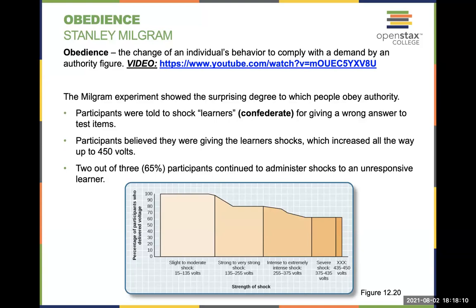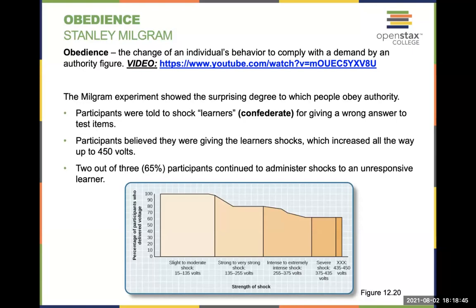Basically, that's a person who's in on the experiment. They know kind of what's happening. In this case, the Confederates were the learners that you'll see in the video. So approximately 65% of the participants in the video you're about to watch in the actual experiments continued to administer shocks even after the learner or the Confederate in the other room stopped responding.